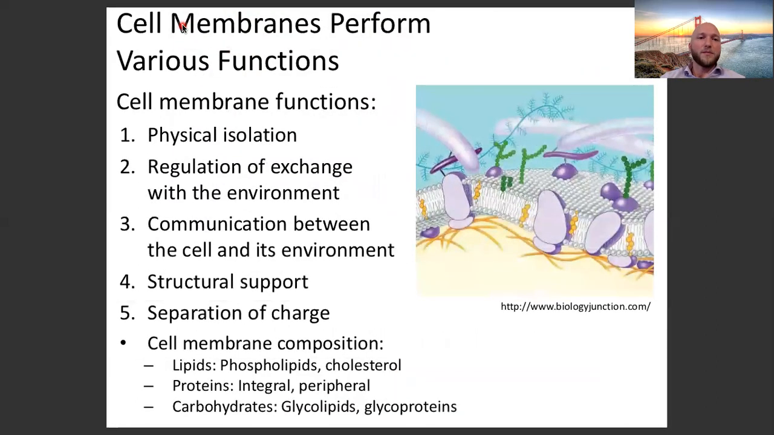Now, what is the purpose of a cell membrane? What functions does a cell membrane perform? Well, cell membranes perform a number of functions. The first one is the one that I just described. It is physical isolation. It separates outside from inside. So, I've asked this question a few times so far in this class. How many chemical reactions take place within your body? The answer is a lot. There's a lot of different chemical reactions that take place within your body.